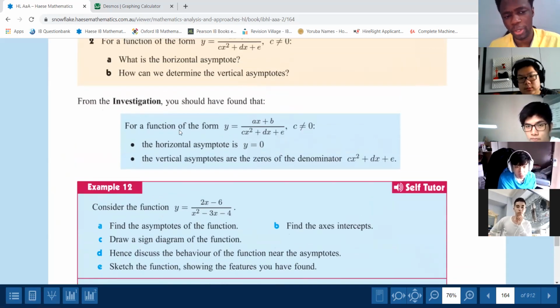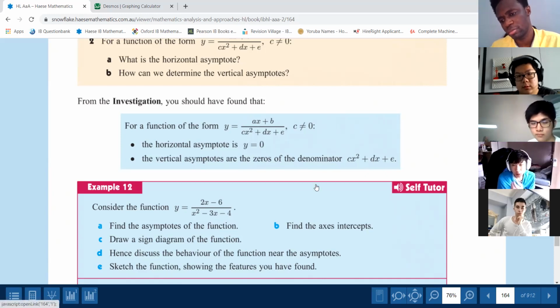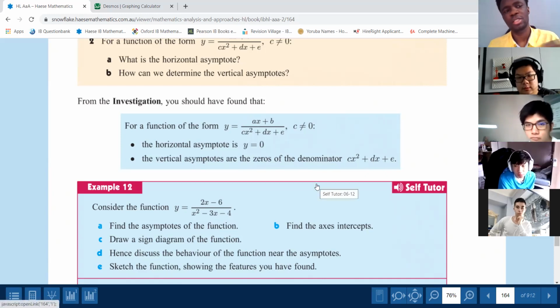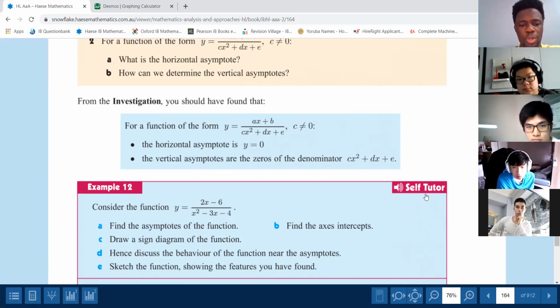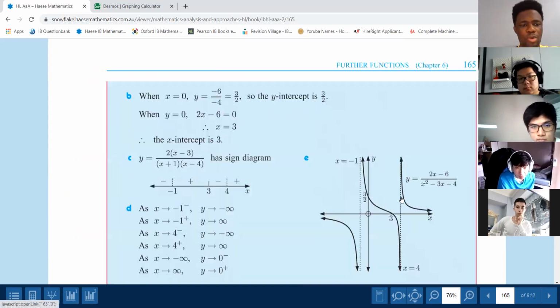So this is the summary. For the function that looks like this, the horizontal asymptote is y is equal to 0. The vertical asymptotes are the zeros of the denominator. Is that clear? So let's write that down before we look at the example.